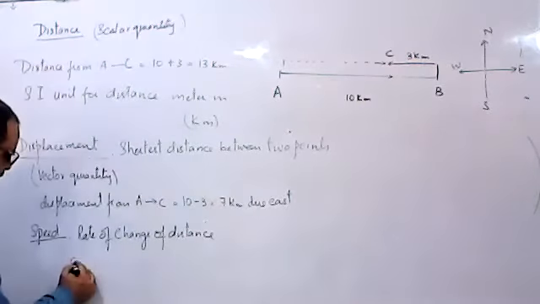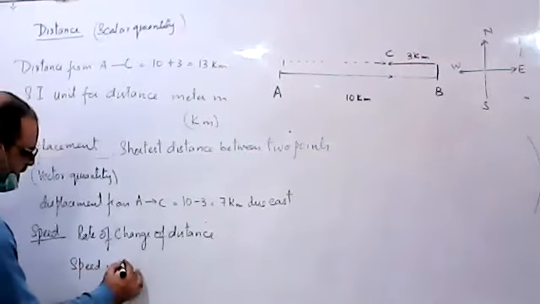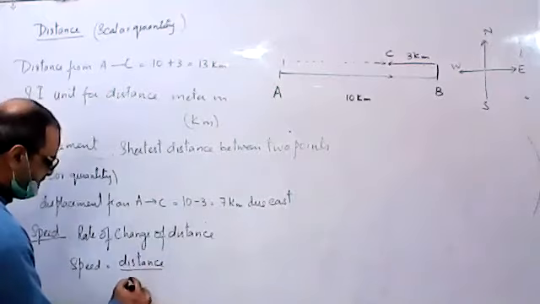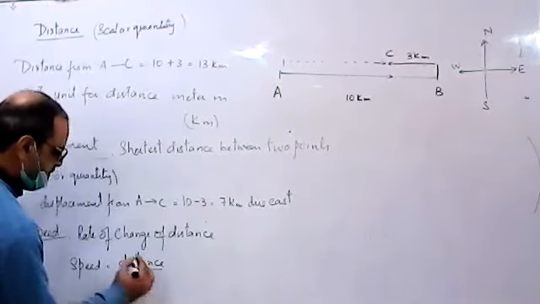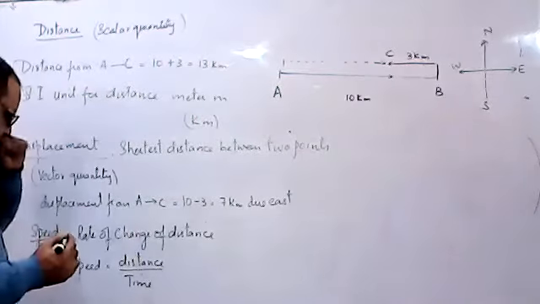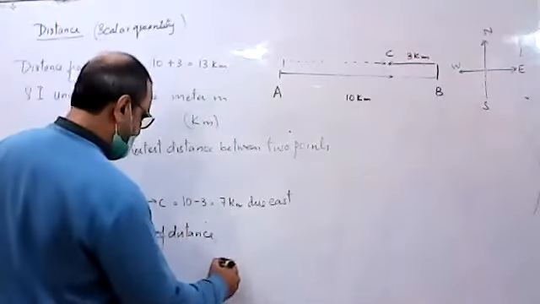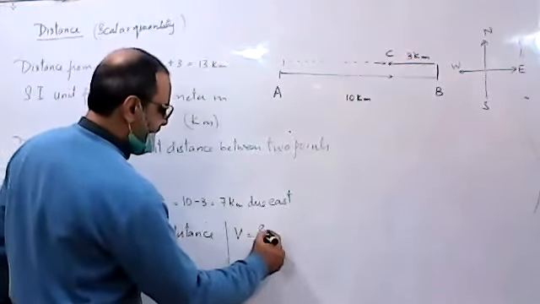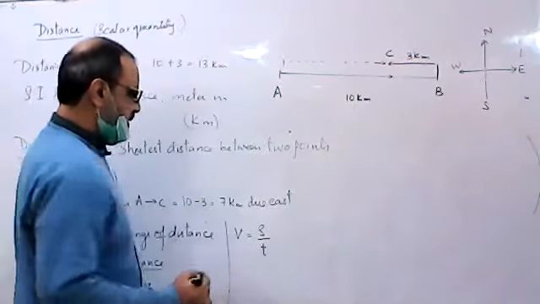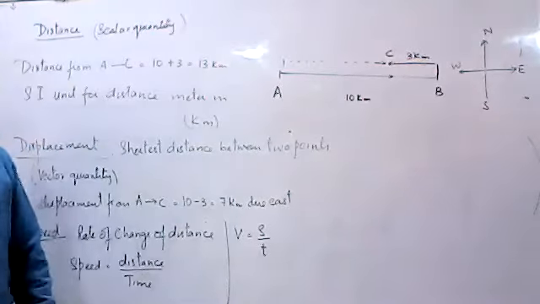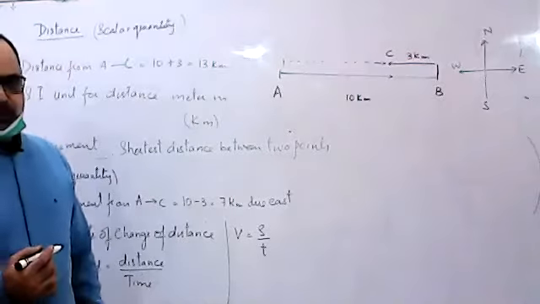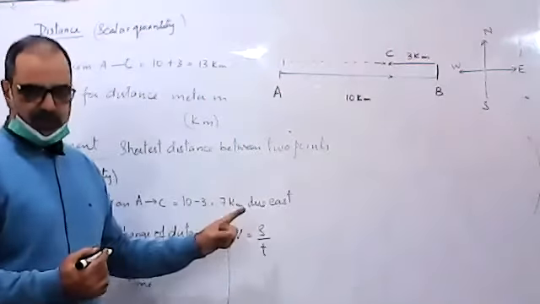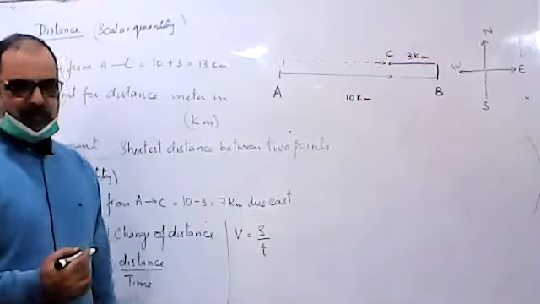Or we can say speed is equal to distance over time. The symbol for the speed is V, for distance is S, and for time T. So V is equal to S over T is the formula for the speed. Remember, here V stands for the speed, S for the distance traveled, and T for the time.